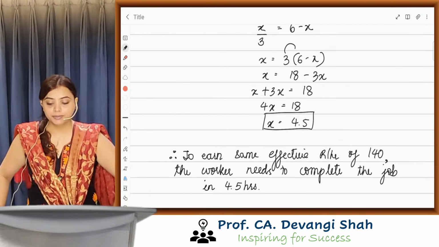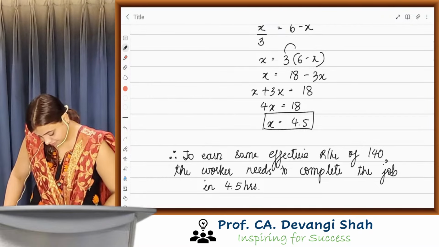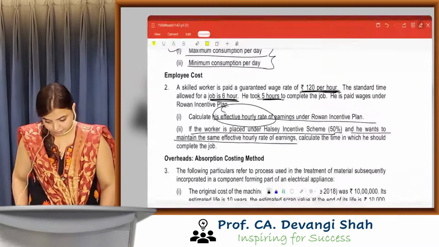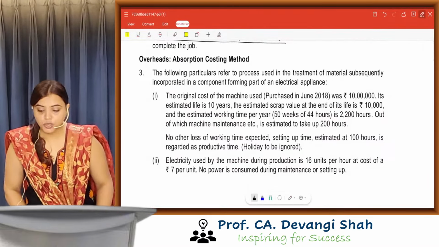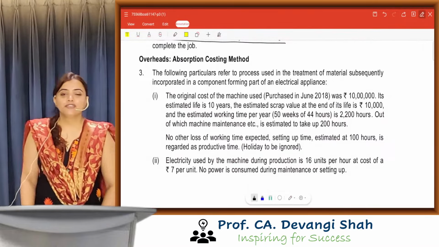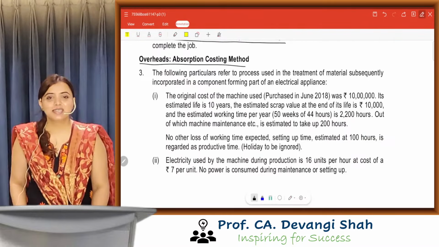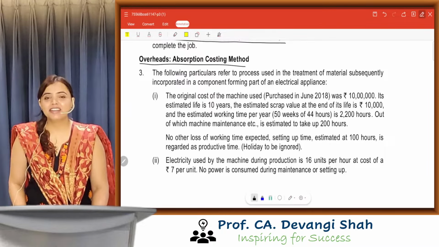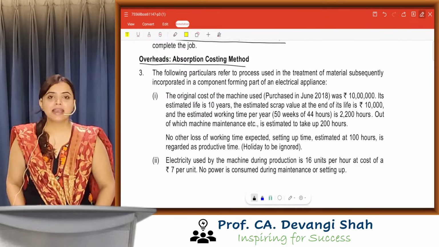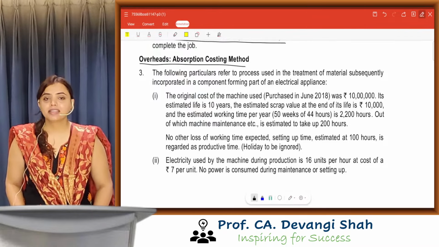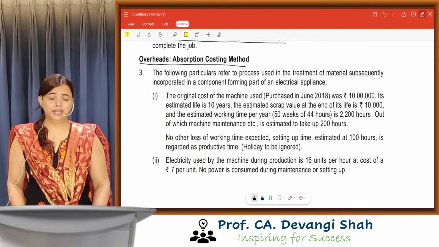Let's move further. Next chapter. Absorption costing. Favorite chapter of every student, in a sarcastic way. I understand, I totally agree. Yeah, with every batch of intermediate that I take, that absorption costing, yeah, it's very lengthy, very boring.